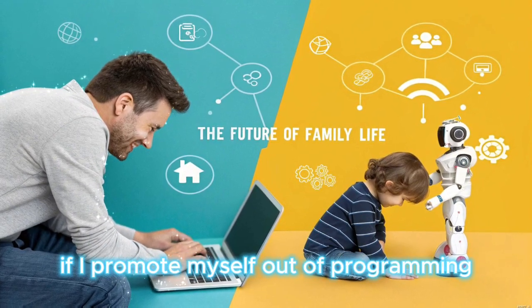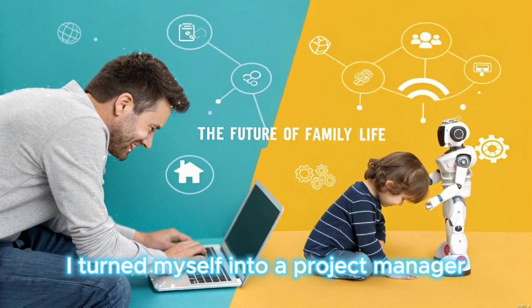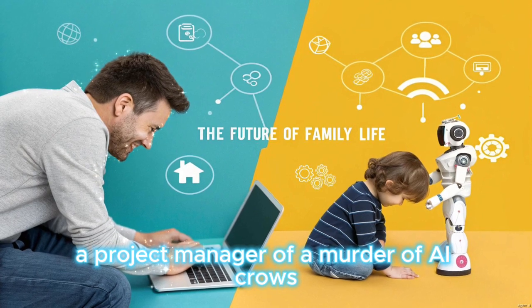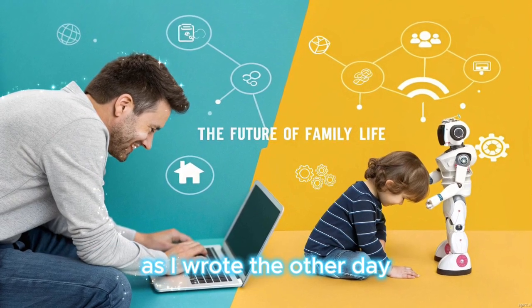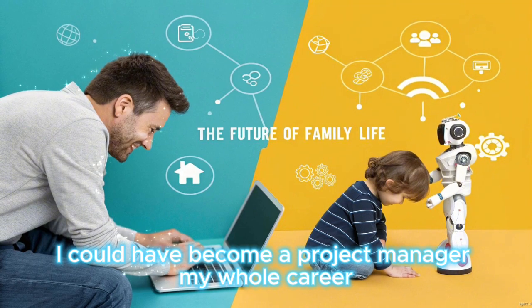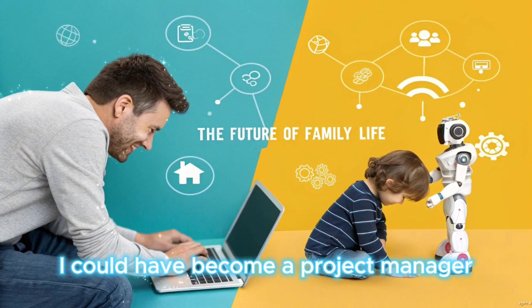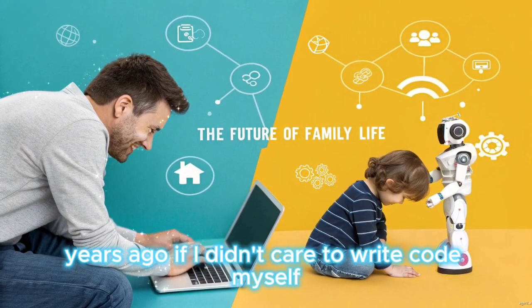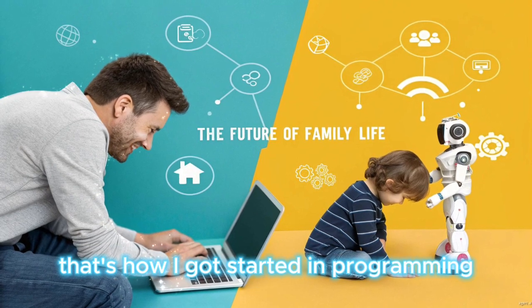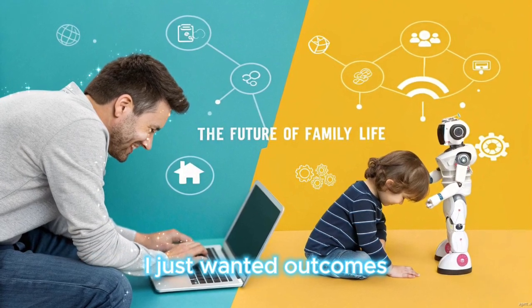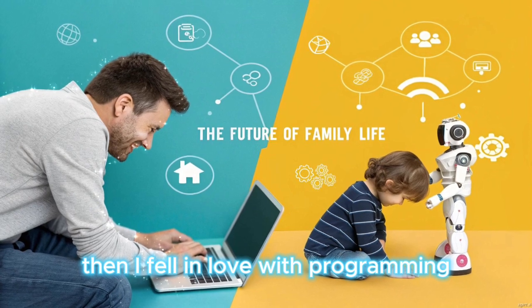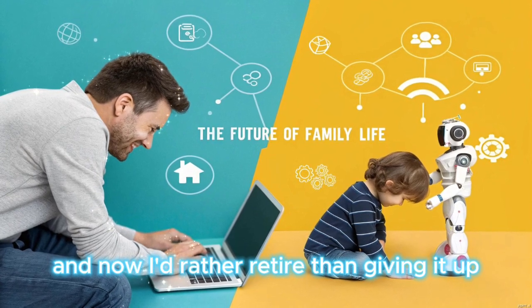If I elevate myself, if I promote myself out of programming, I turn myself into a project manager of a murder of AI crows, as I wrote the other day. I could have become a project manager my whole career. I could have become a project manager 20 years ago if I didn't care to write code myself and I just wanted outcomes. That's how I got started in programming. I just wanted outcomes. Then I fell in love with programming. And now I'd rather retire than give it up.